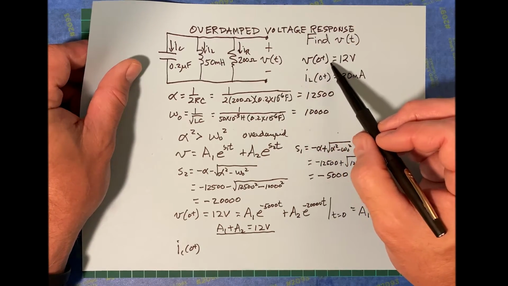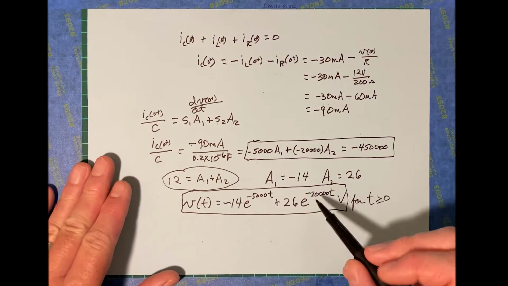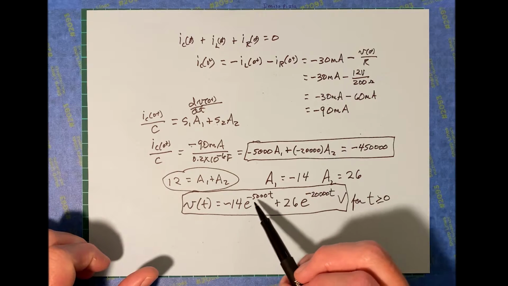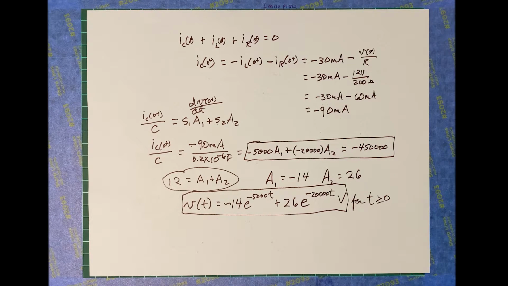So at t equals 0, it should be 12 volts. And if we go in here and we look at t equals 0, these exponentials are going to go to 1. 26 minus 14, yep, that's 12 volts. All right, so it works. It works at least at t equals 0. And it should work for all times beyond, greater than t equals 0 as well.